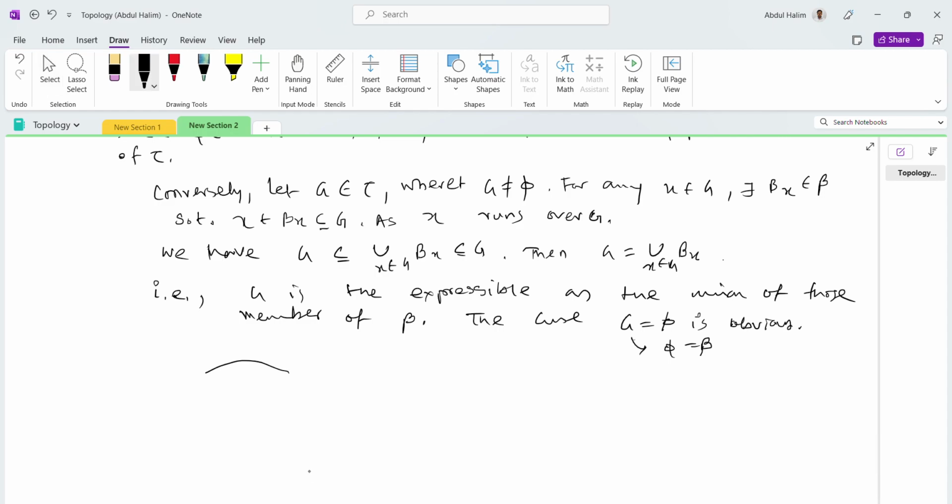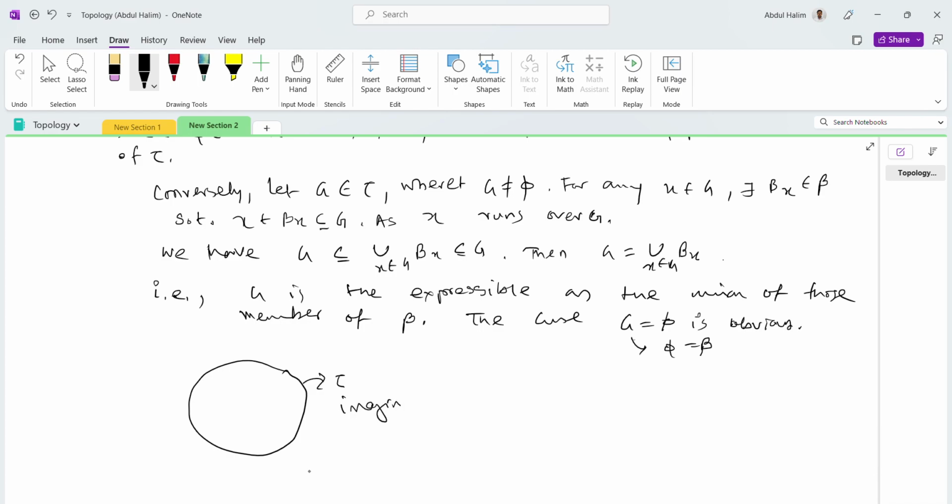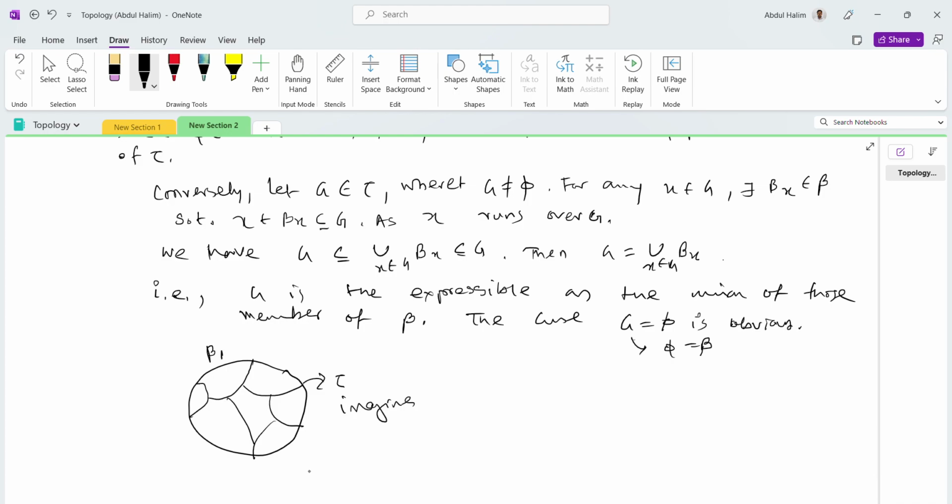The case Z equal to phi is obvious if you think about it, but we proved the second part, Z not equal to phi. In this position, phi is the empty collection of beta. That's all. So the theorem is proved, that the members of tau are precisely the unions of the base.